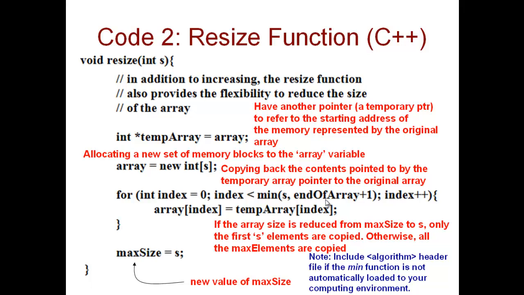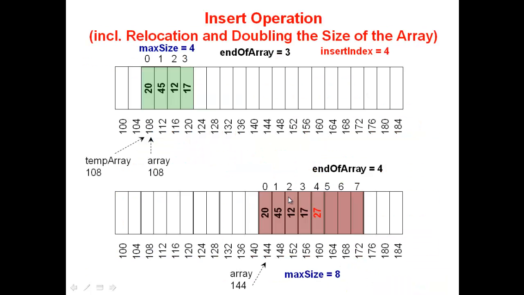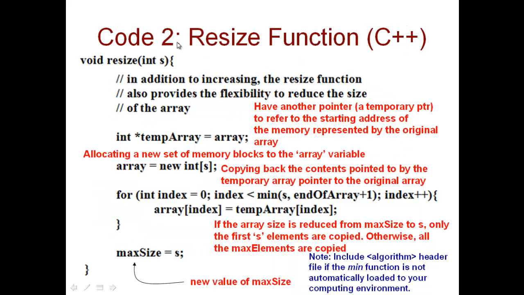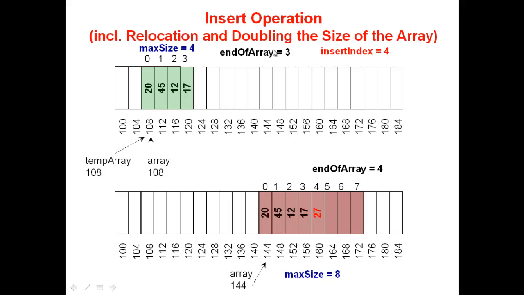You see here I say index less than the minimum of these two. If you look at this example, end of array is 3, max size is 4. I'm going to pass 2 times max size for s, so s is going to be really 8. 2 times 4 is 8. End of array is 3, end of array plus 1 is going to be 4, and max size is going to be really 8.